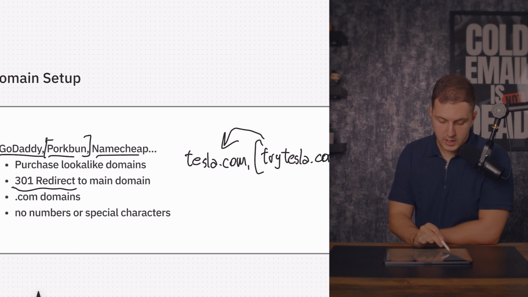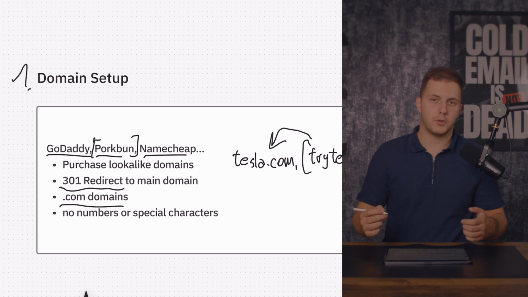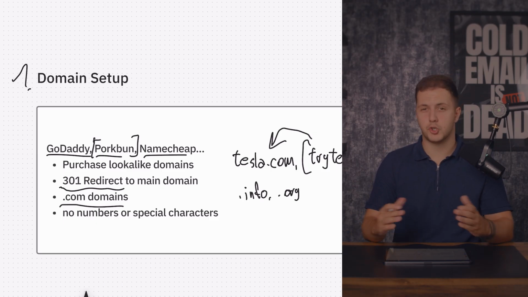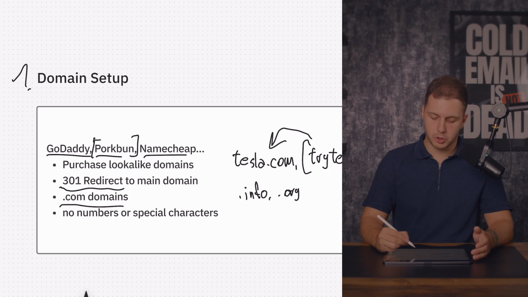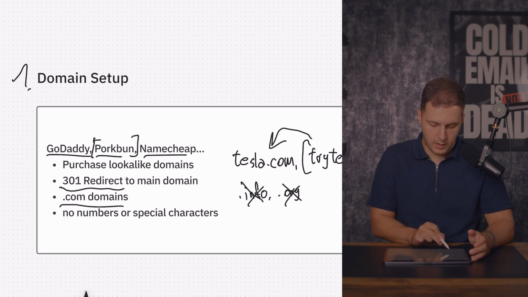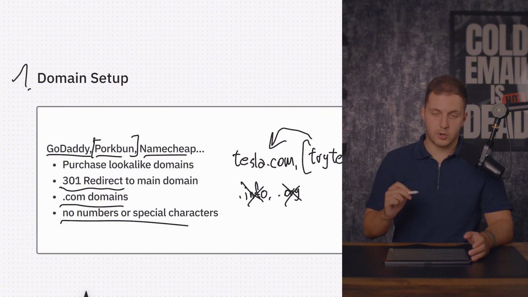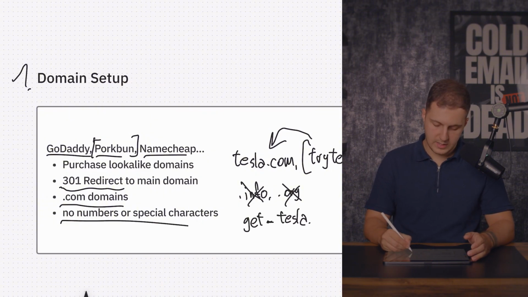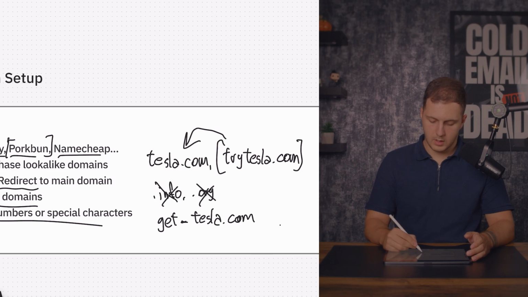The next important thing is we only want to purchase .com domains. Even though .info, .org, and similar domains are usually cheaper, they have lower reputation, so we want to avoid that. It's not worth saving a couple of bucks if you ruin your reputation in the long run. And lastly, no numbers or special characters in the domain. So no gettesla.com. We need to avoid that.